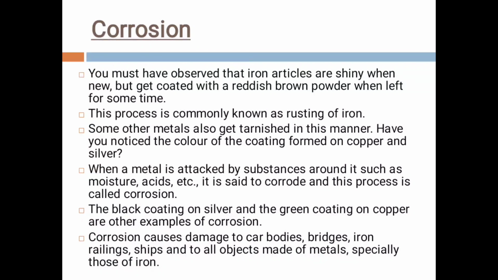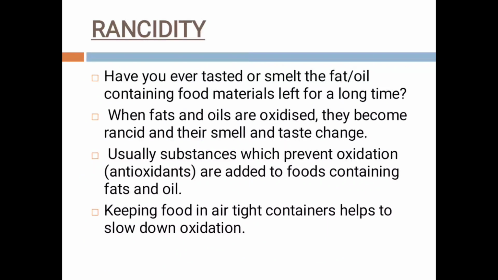Now, what does corrosion cause? It causes damage to car bodies, bridges, iron railings, ships, and all objects made of metals, specifically those of iron. So all the substances in whose manufacturing metals have been used, corrosion causes damage to all of those. Next, let us have a look at the next effect of oxidation.